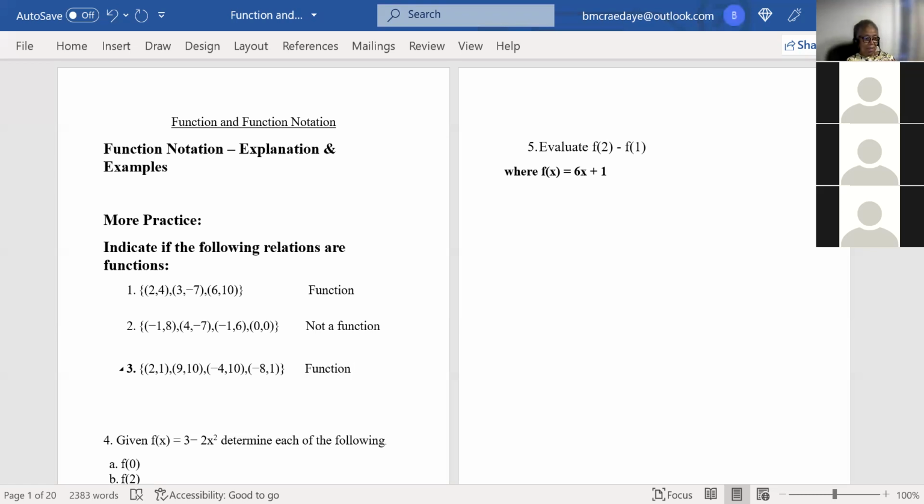Very good. Okay. Don't worry about the y's. You got 2 10s here. We could have had 1 here, but all your x values are different. You don't see any duplicates. 2, 9, minus 4, minus 8.